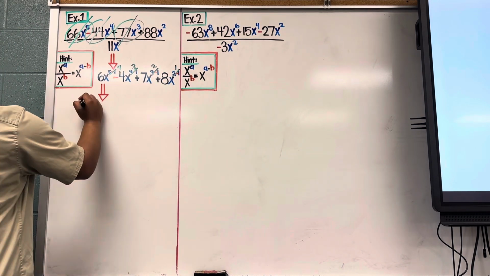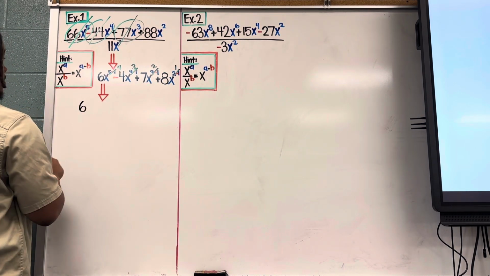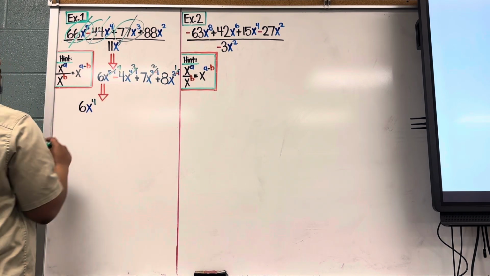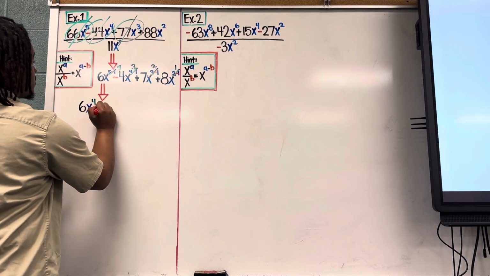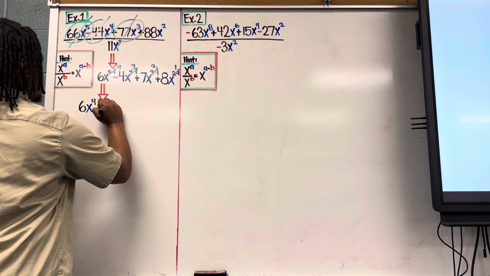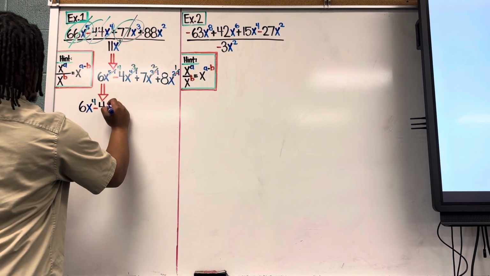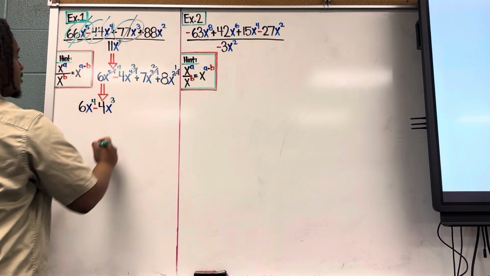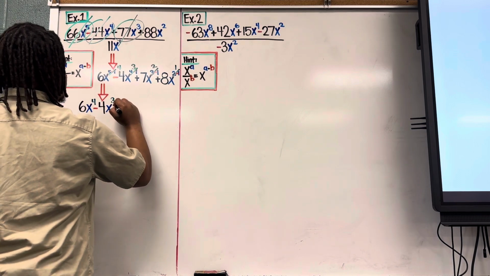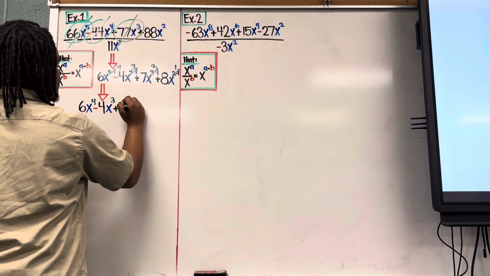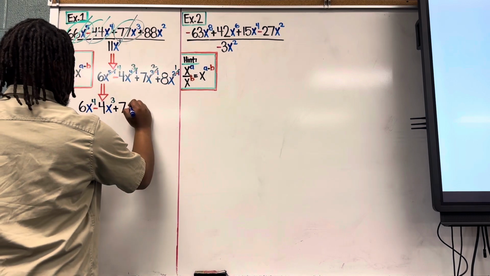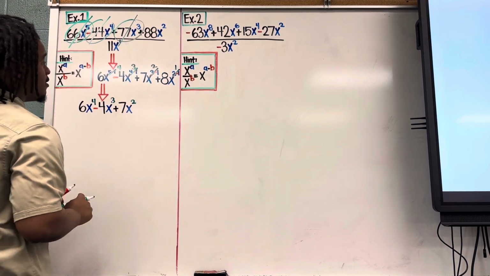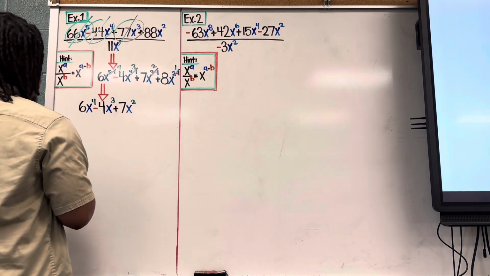Okay, so I have 6x to the fourth power, right, minus 4x to the third power, okay, plus 7x to the second power, okay, plus 8x to the first power, or just 8x.